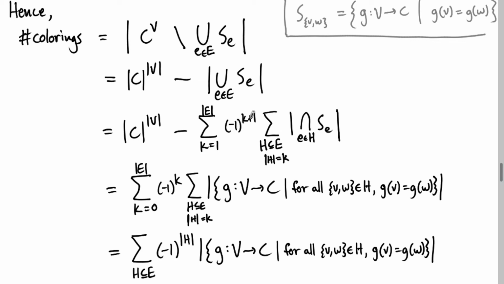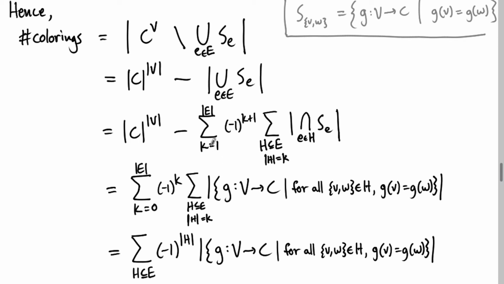And then there's this minus 1 to the k plus 1 factor. And then we're summing over all size k subsets of edges of the intersection of these S_e sets for that particular size k subset. Okay, so that's the inclusion-exclusion principle. And if we interpret this set here, this intersection is saying that it's all the functions g from V to C, such that for every edge in that set H, the vertices are given the same color.